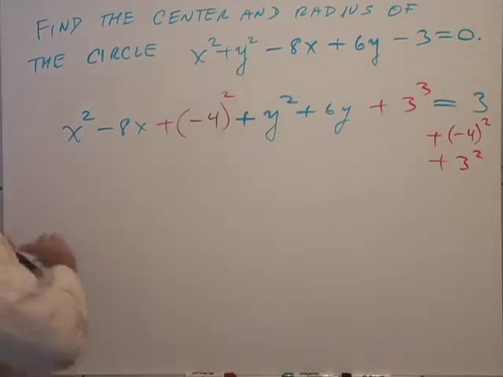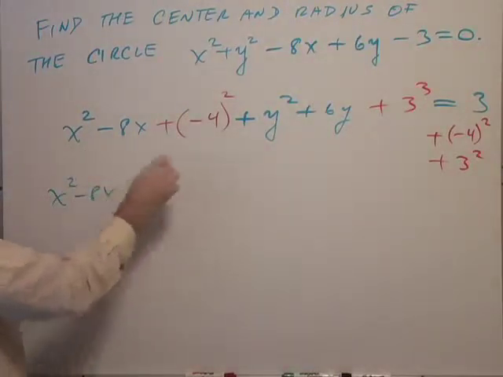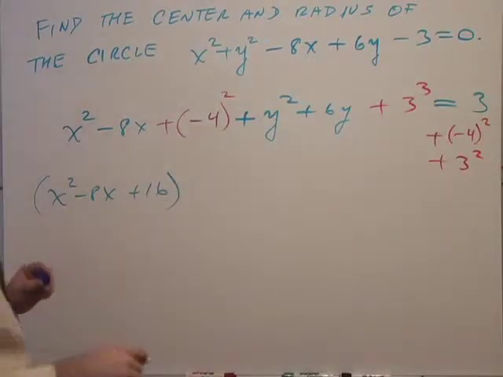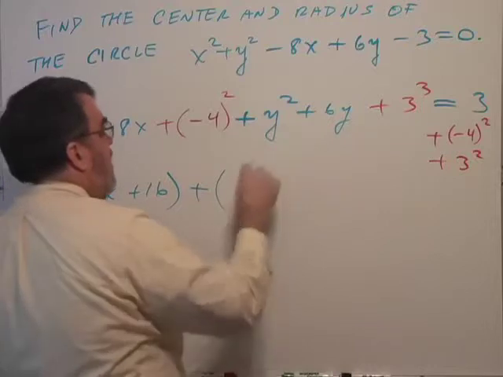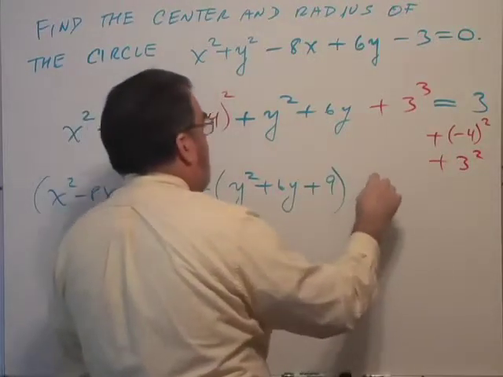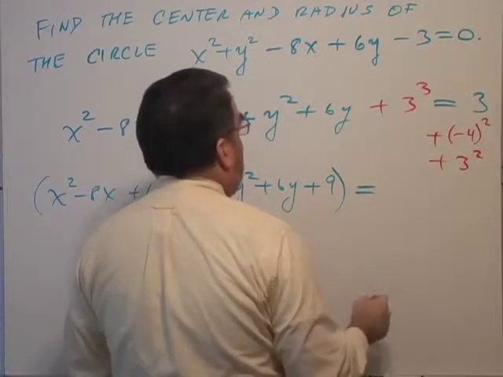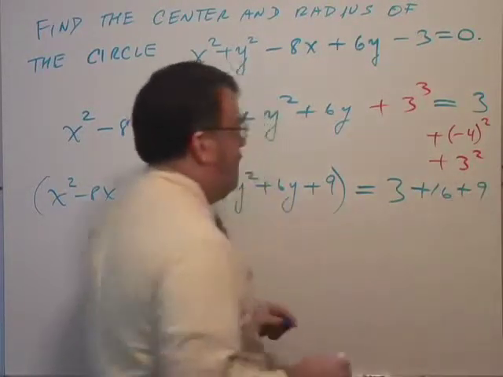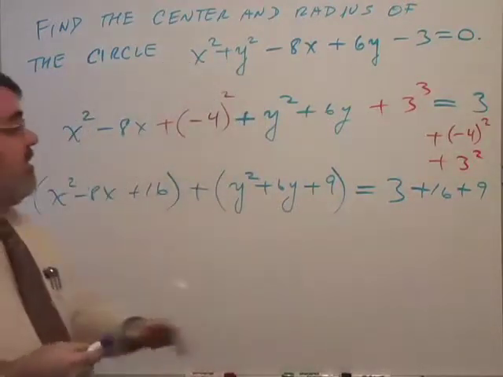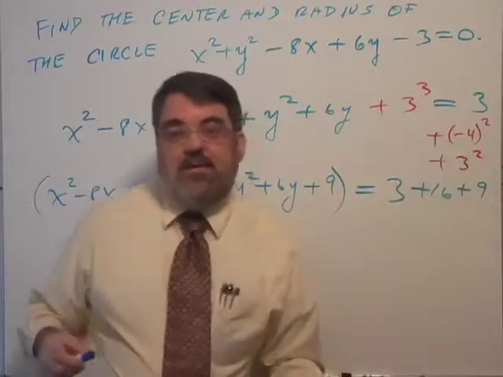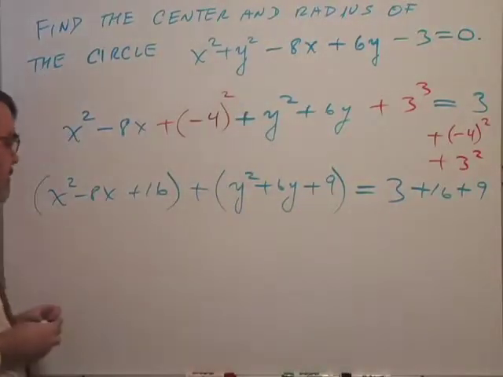Now look what we have. This is going to be x squared minus 8x plus 16, and I'll put that in parentheses. Plus, and this will be y squared plus 6y plus 9, and I'll put that in parentheses, equals 3 plus 16 plus 9. All right, so again, if you add a number to the left side, you've got to also add it to the right side, so don't forget to do that.